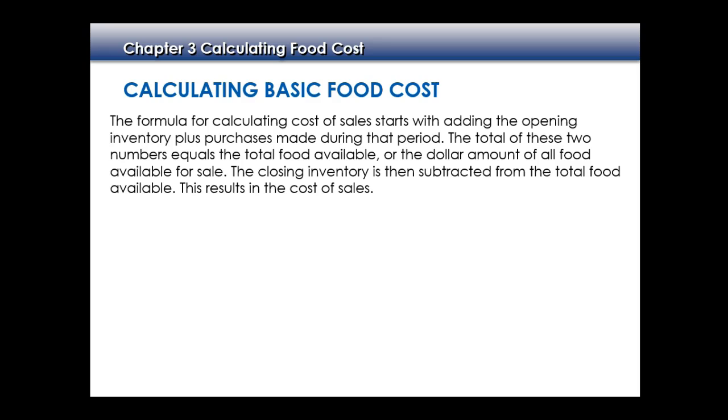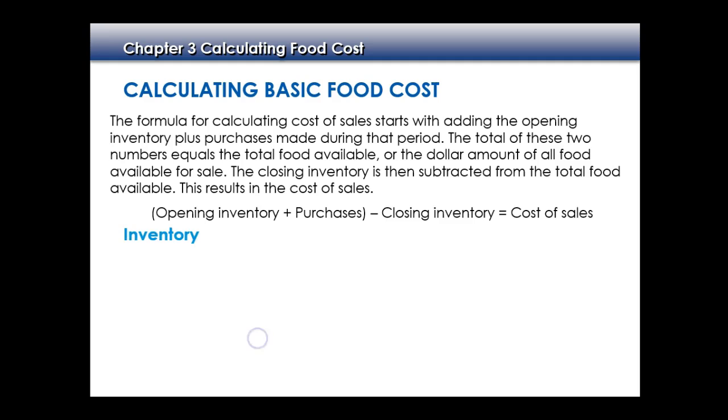So calculating basic food costs. The formula for calculating food cost starts with adding your opening inventory plus all your purchases. With those two together, you're going to subtract all of your closing inventory, and that will give you your actual food cost. So here's the formula: opening plus purchases minus closing gives you your cost of sales.